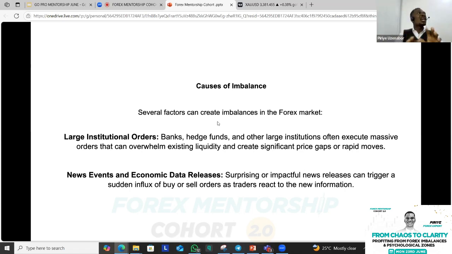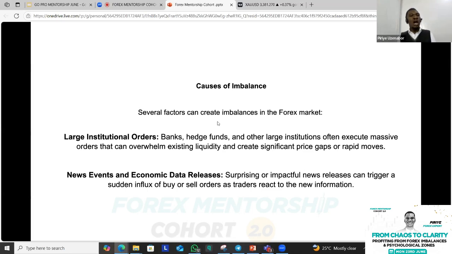And these institutional orders are not hard to spot. Wherever you see a price gap, a fair value gap, an imbalance, just know that that is an institutional footprint. Any place you see in the market a price gap, that, my friend, is an institutional footprint. So part of the causes of imbalance is the interplay of interest among institutional orders. Hedge funds are not excluded. Big banks are not excluded. All these large financial institutions often execute massive orders that can overwhelm all the orders of the retail traders.